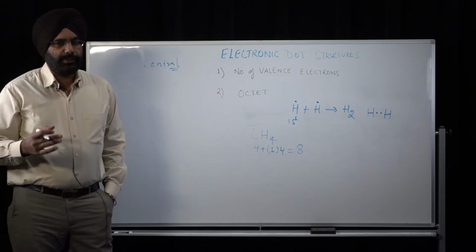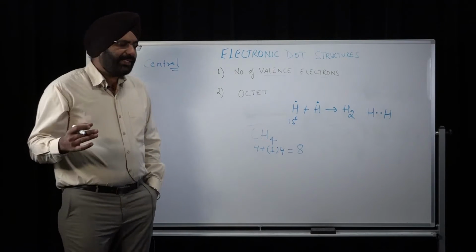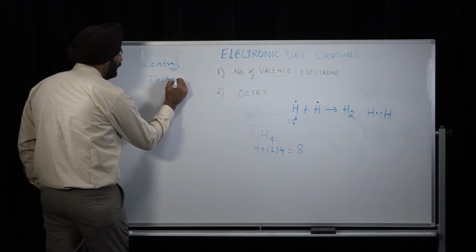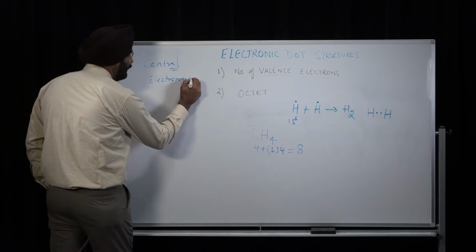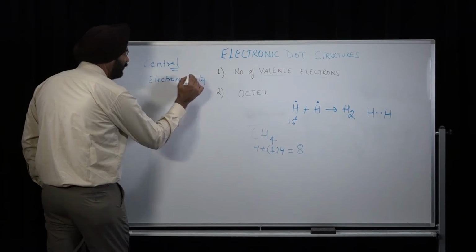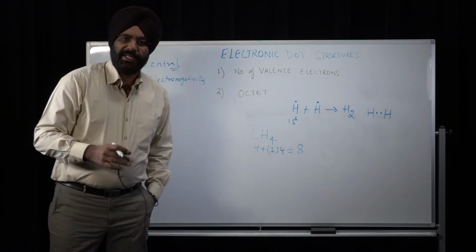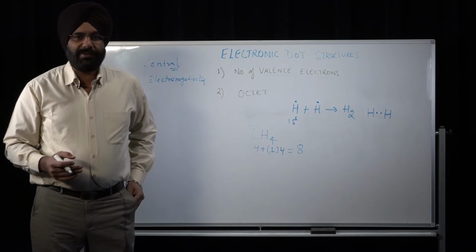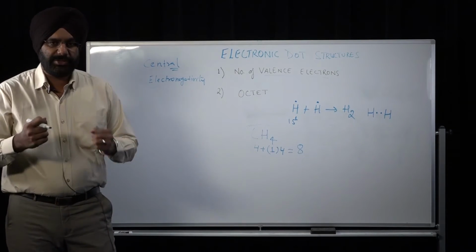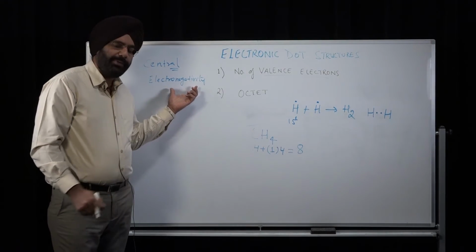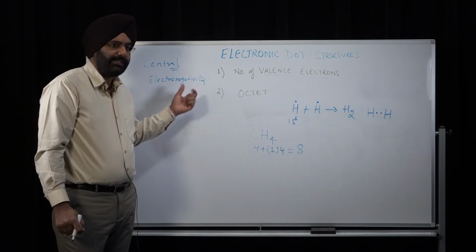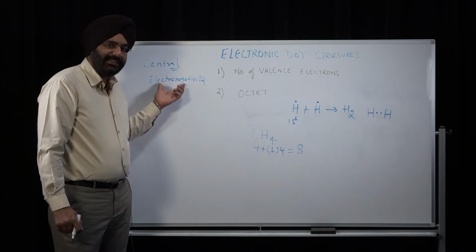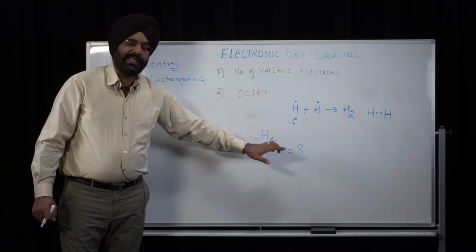There are other scenarios where this rule is not followed. In that case, what we look into is the difference in electronegativity. Now, what is electronegativity? Electronegativity is the tendency of an atom to attract the shared pair of electrons towards itself. We are going to cover in other lectures what electronegativity is. So a central atom is an atom which has less electronegativity than the other atom.